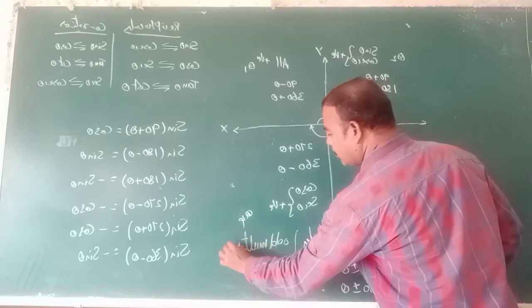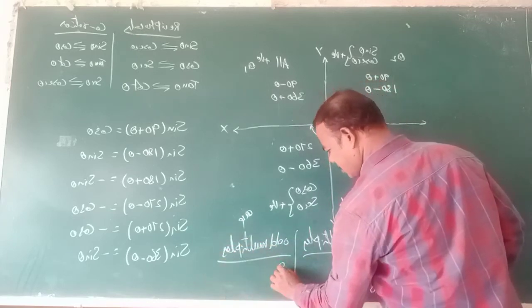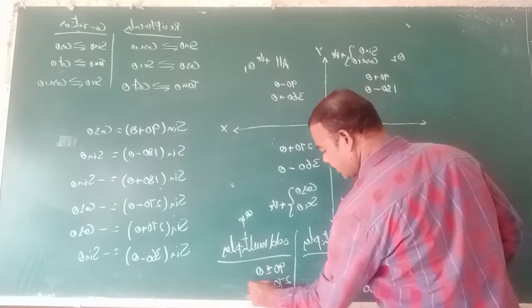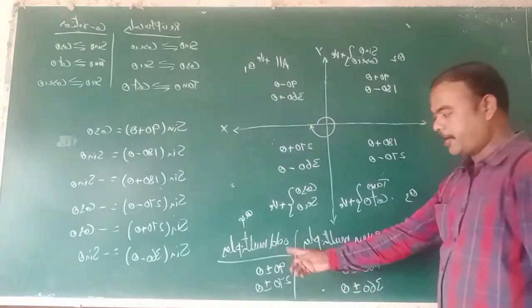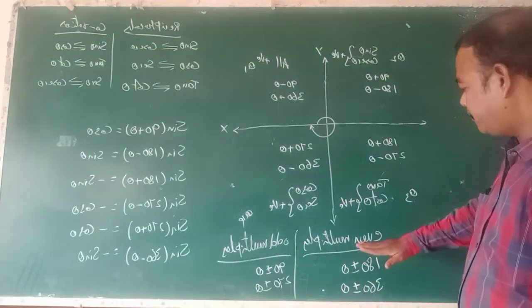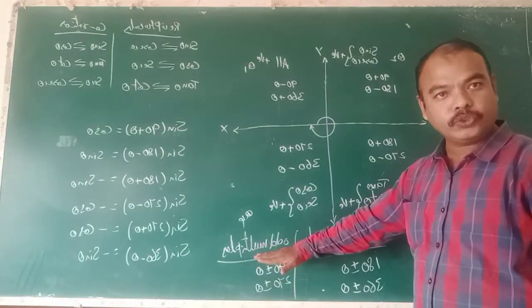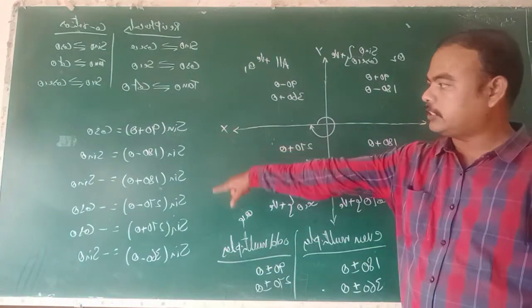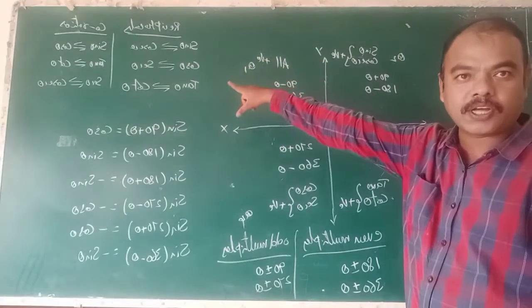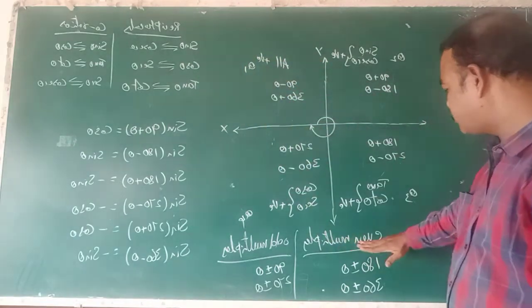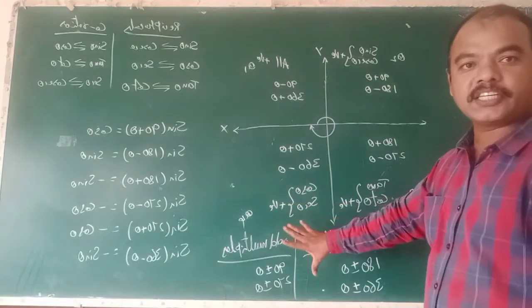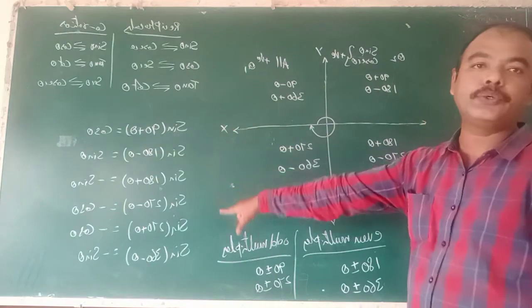And odd multiples are 90 plus or minus theta and 270 plus or minus theta. These are called odd multiples: 90 into 1, 90 into 3. These are all the basic terms you need to learn: which are reciprocals, which are co-ratios, which are even multiples, odd multiples. If you know these basic terms, then you can easily do that one.